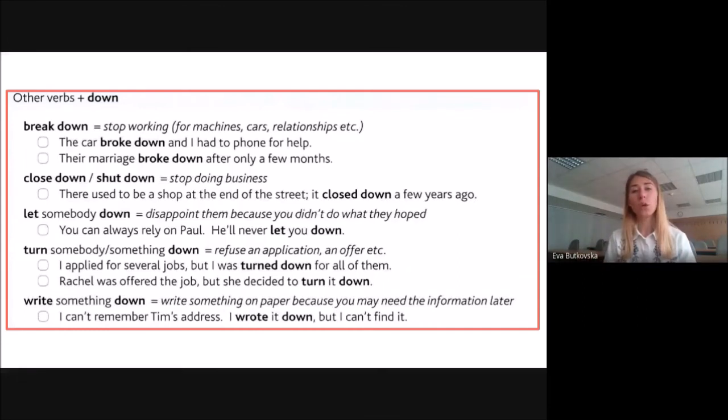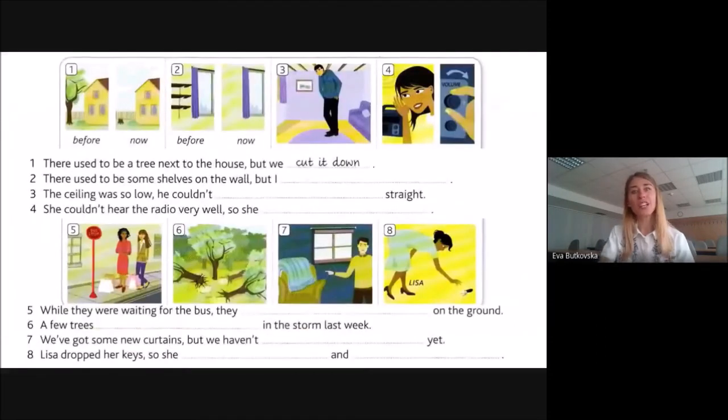So take a moment, go through those. Break down, stop working. Close down or shut down, stop doing business. Let somebody down, disappoint somebody. Turn somebody down, refuse somebody. Write something down, physically write on the paper. If you have any questions related to these phrasal verbs, now is the time to ask. If not, let's move on to do a quick exercise.